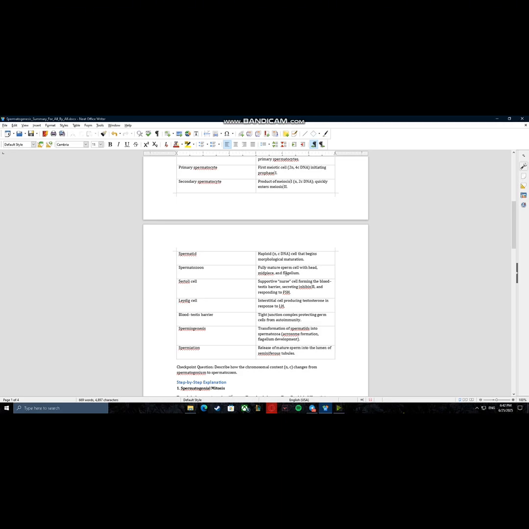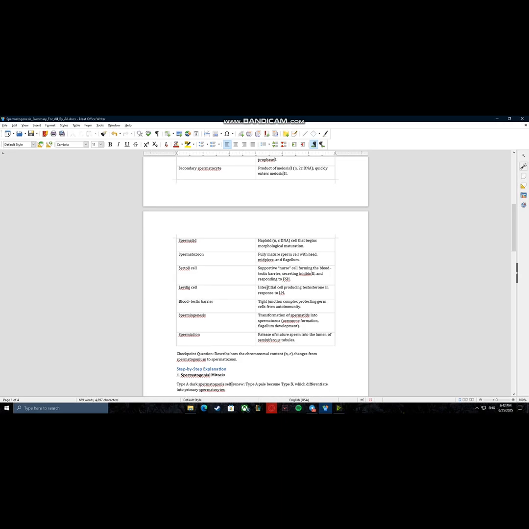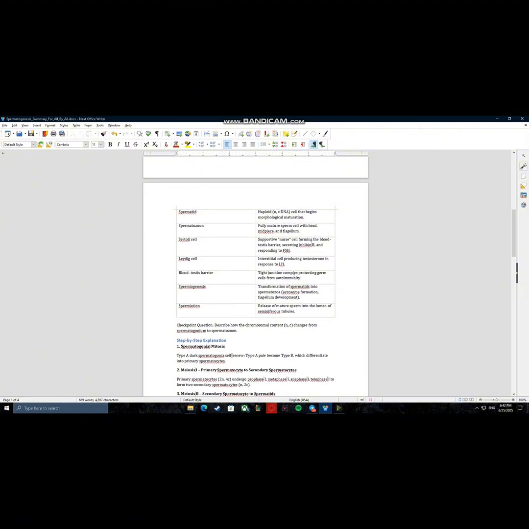Sertoli cells are the supportive nurse cells forming the blood-testis barrier, secreting inhibin B, and responding to FSH. Leydig cell is an interstitial cell producing testosterone in response to LH. The blood-testis barrier is a tight junction complex protecting germ cells from autoimmunity.